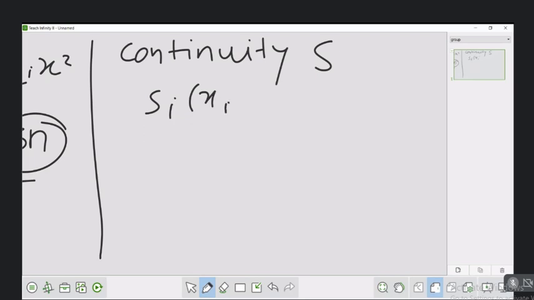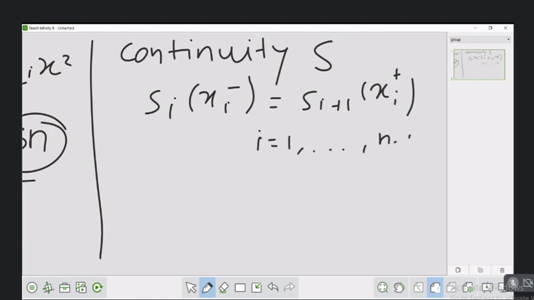It should look like this. And here, n-1, because we don't want n+1 to appear anywhere. Okay? So this is how it goes.